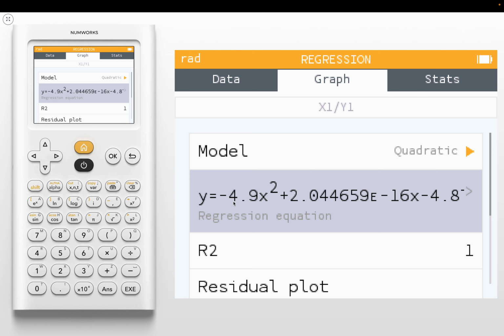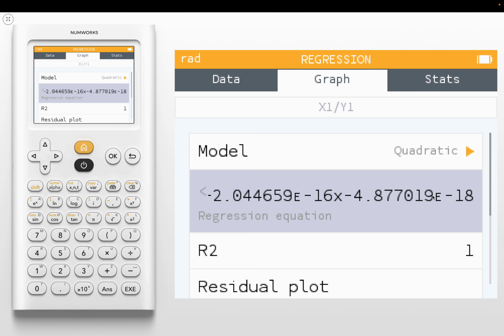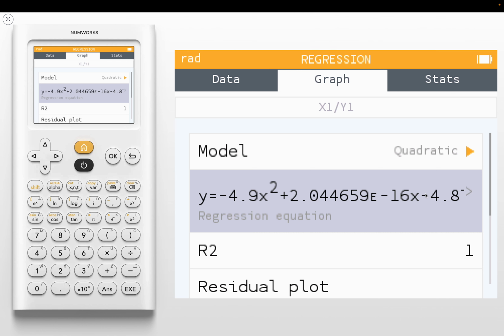I want to point out here, you might get some numbers like this, E minus 16. Remember, we talked about how that is how a computer does scientific notation. So this is really e to the negative 16. This number is so small, we can say it's 0 basically. And then over here, also a really small number. All right, so that is how you do your regression.